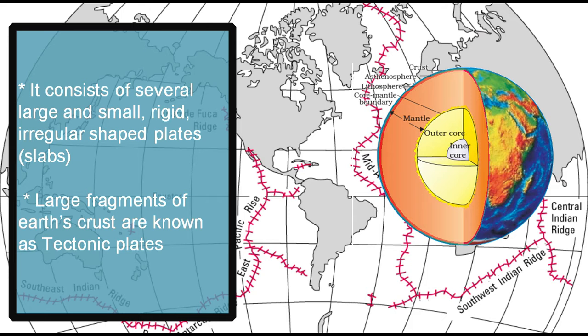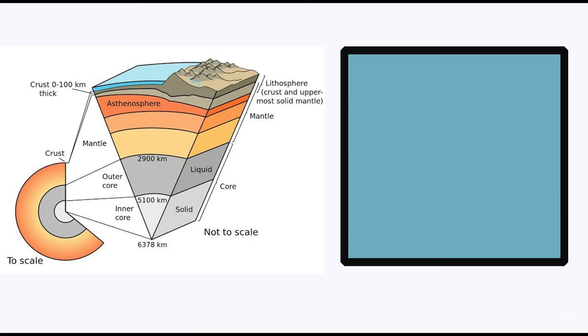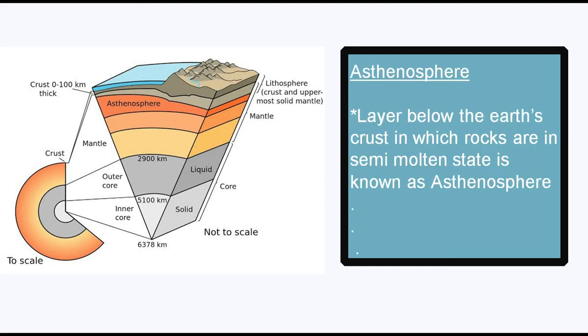So just below the lithosphere, approximately 80 to 200 kilometers in depth from the surface, rocks are in a semi-molten state. This is the uppermost part of the mantle. This layer is known as the asthenosphere. So what is asthenosphere? Asthenosphere is below the lithosphere, and this is a semi-molten state.